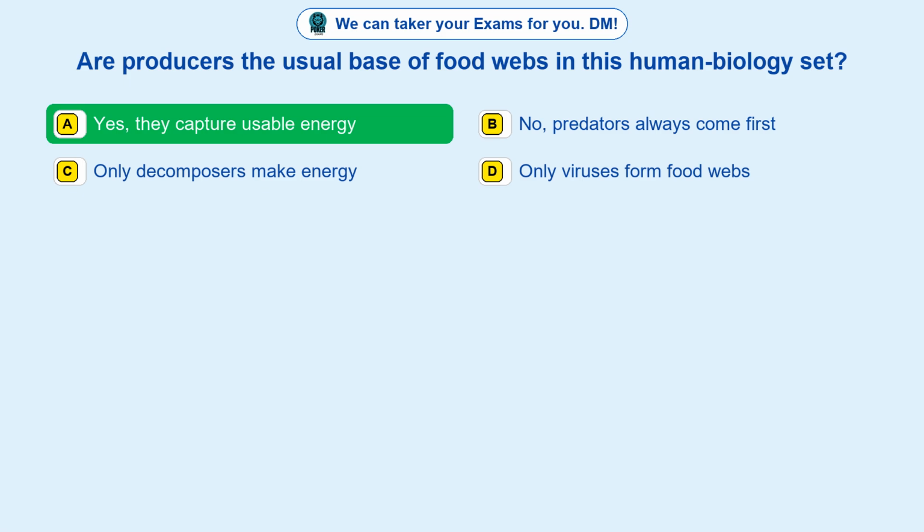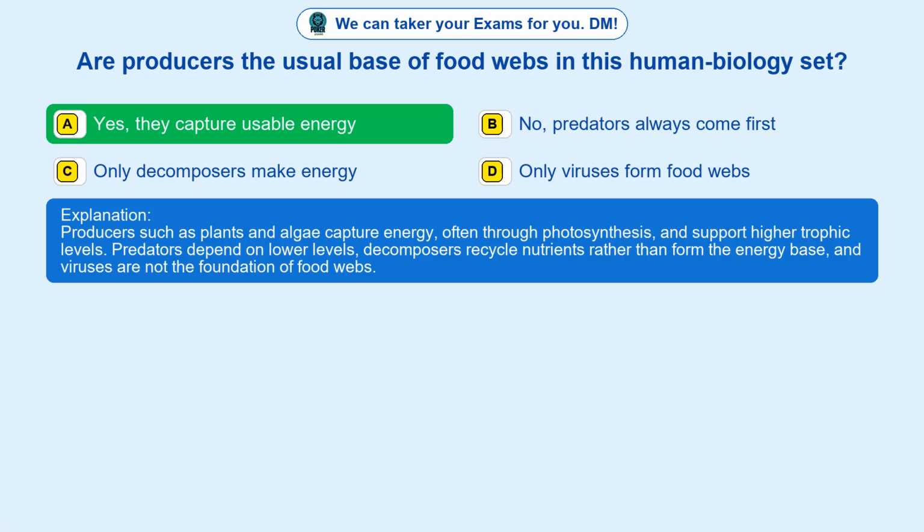Yes, they capture usable energy. Producers such as plants and algae capture energy, often through photosynthesis, and support higher trophic levels. Predators depend on lower levels, decomposers recycle nutrients rather than form the energy base, and viruses are not the foundation of food webs.